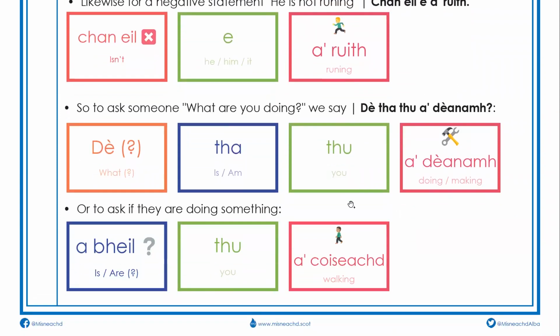So to ask a question about this, to ask somebody what they're doing, we use J, ha, u, a dèanamh. What are you doing? Dèanamh, doing or making, and you'll hear this MV on the end of the word as either a V sound or an U. So you will hear a dèanamh or a dèanamh. So J, ha, a dèanamh.